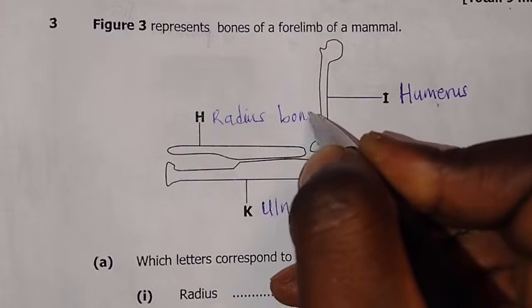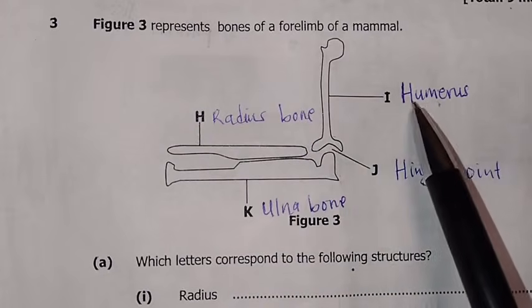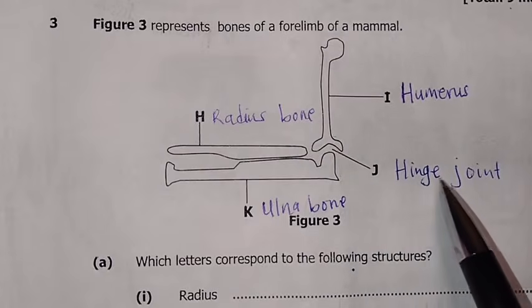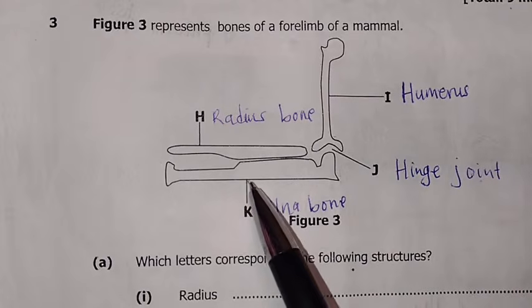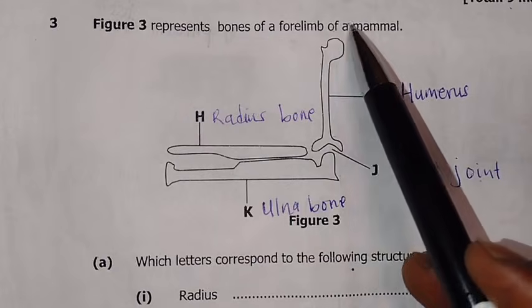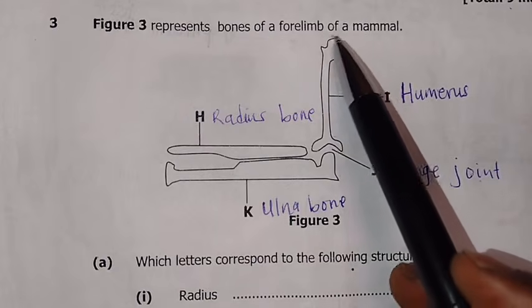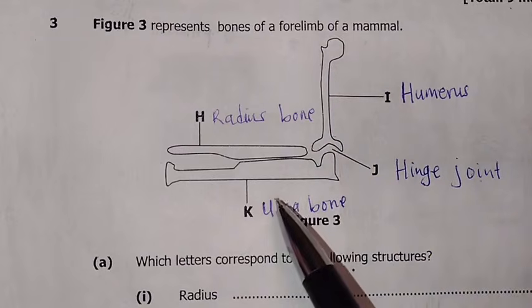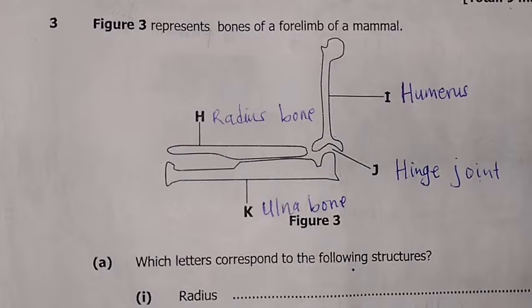It's very important that you know these parts. We have the humerus bone right here. We have the joint right here, where we have the hinge joint. Then we have the ulnar bone and the radius bone. If there was another part here, the scapula, we could have another joint which we call the ball and socket joint. So let us now look at the questions.